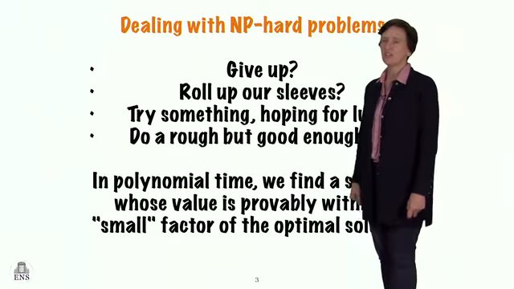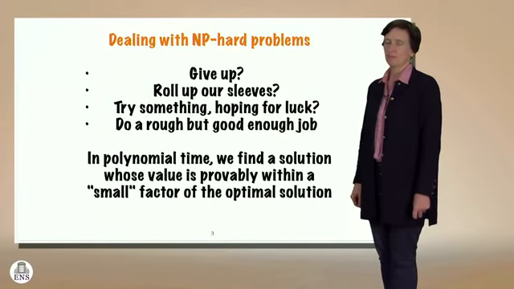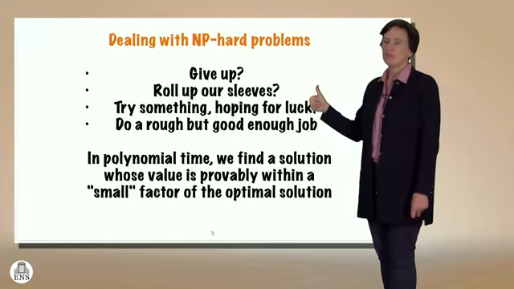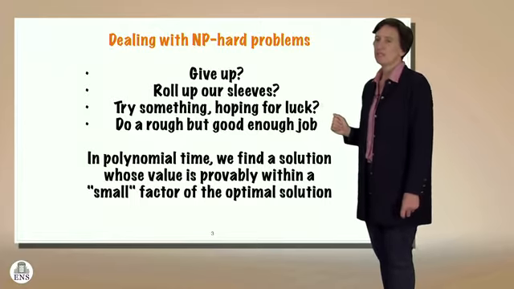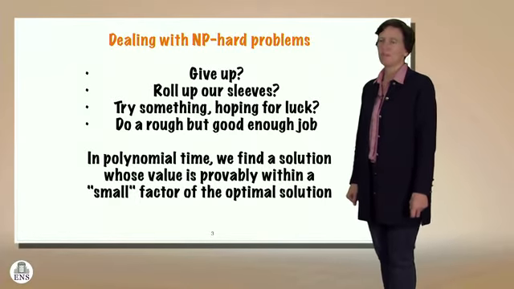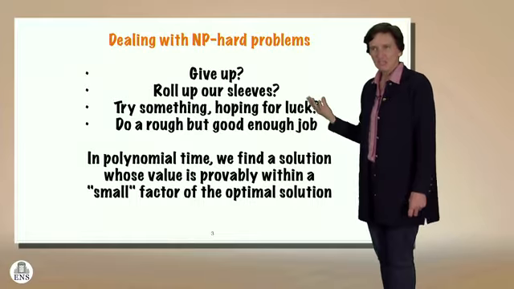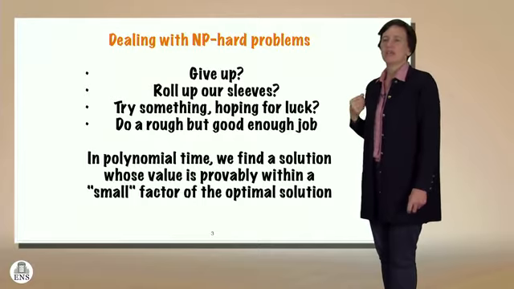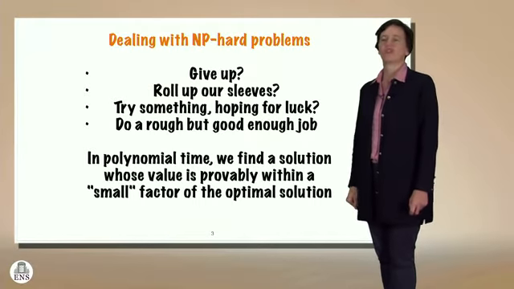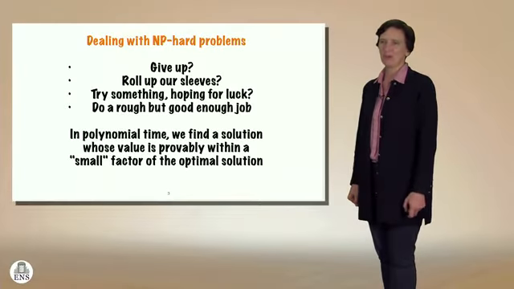Fourth solution, let's try to do a rough but good enough job. What does it mean? First, we limit ourselves to work in polynomial time. Second, we give up on finding the optimal solution. Instead, we try to find a good enough solution. What does good enough mean? It means there's a certain objective we have in mind, and our goal is to find a solution whose value is not too much worse than the optimal solution, provably within a small factor of the optimal solution.